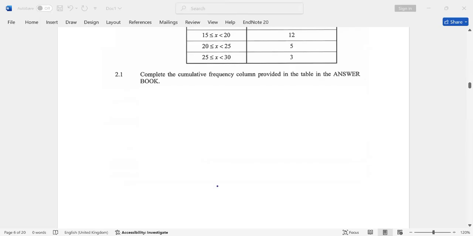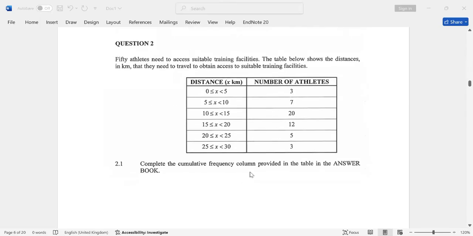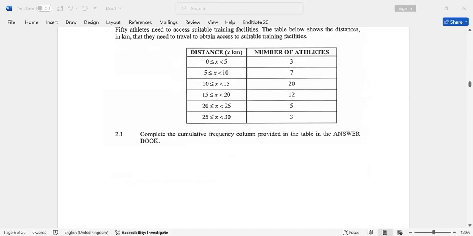I'm just taking this table again, and we need to copy that table and then add one more column over there.